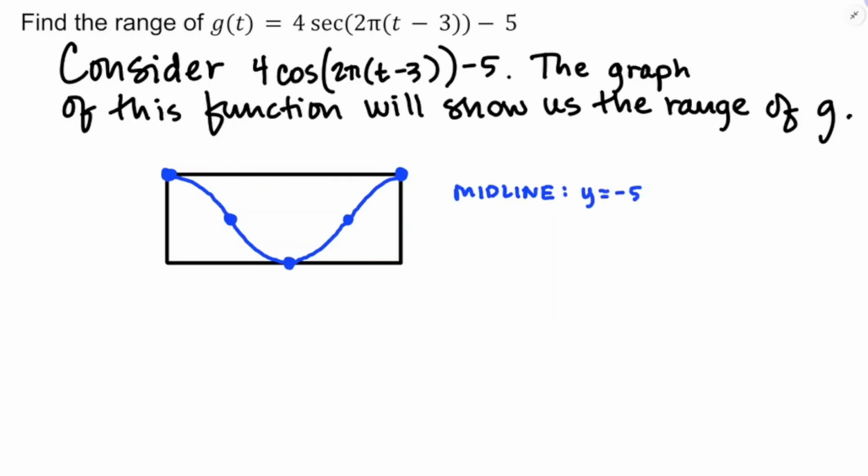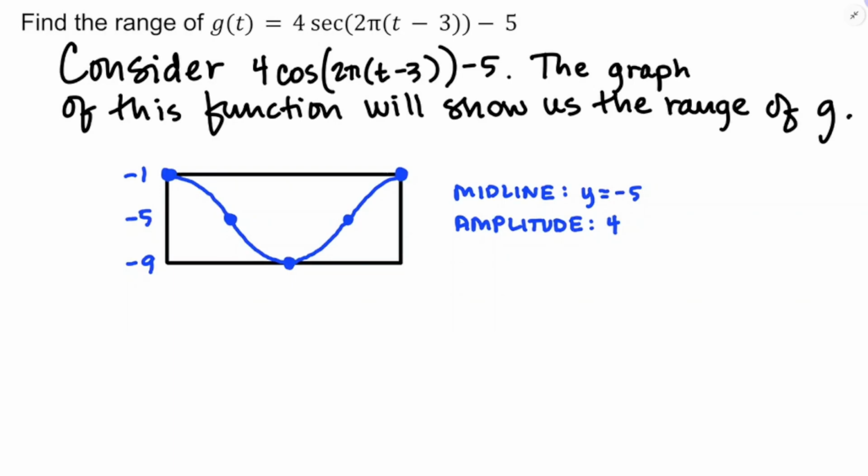And I'll label my graph accordingly, but also the amplitude. The amplitude is the vertical dilation factor. That would be a factor of 4, so the amplitude would be 4. That means I can go up by 4 and down by 4, so up to negative 1 and down to negative 9.